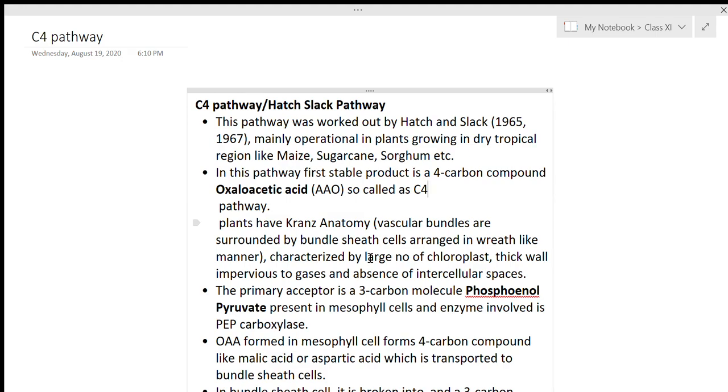Vascular bundles are surrounded by the bundle sheath cells, and the leaves have a large number of chloroplasts, thick walls impervious to gases, and absence of intercellular spaces. Leaves contain a large number of chloroplasts, and they have thick walls which are impervious to gases, and intercellular spaces are absent in the cells of the leaves.